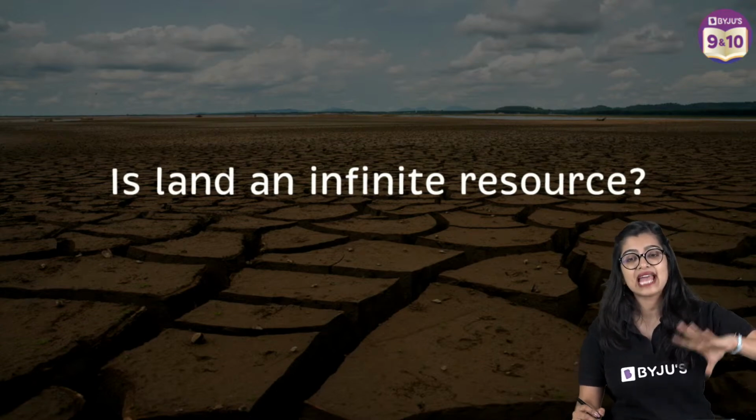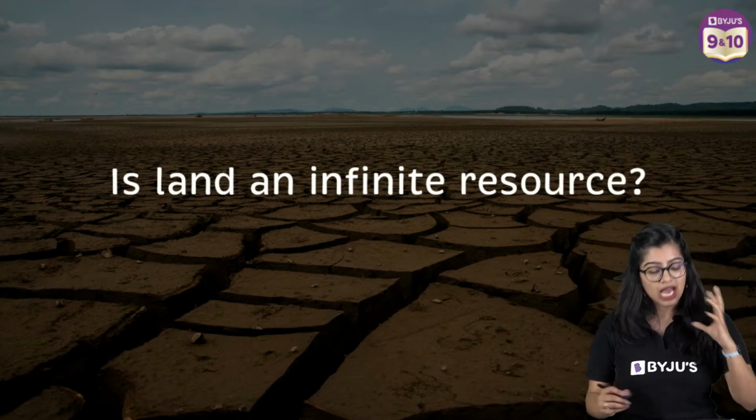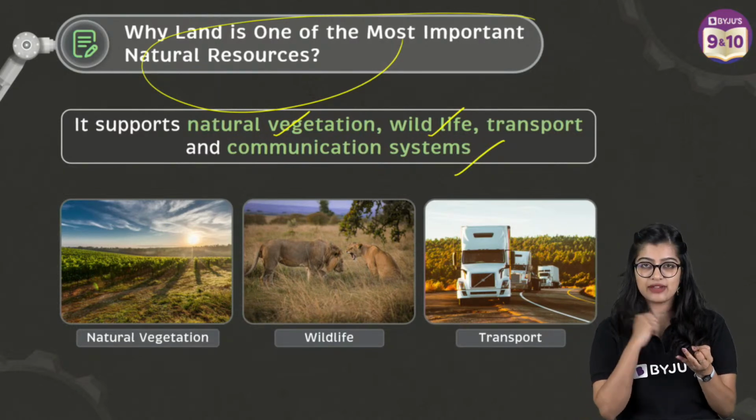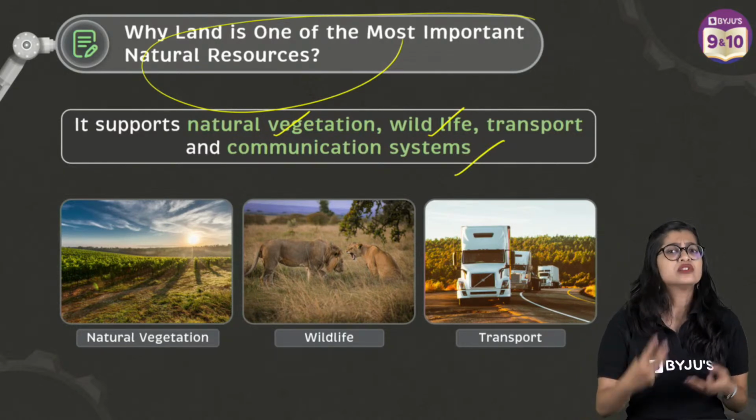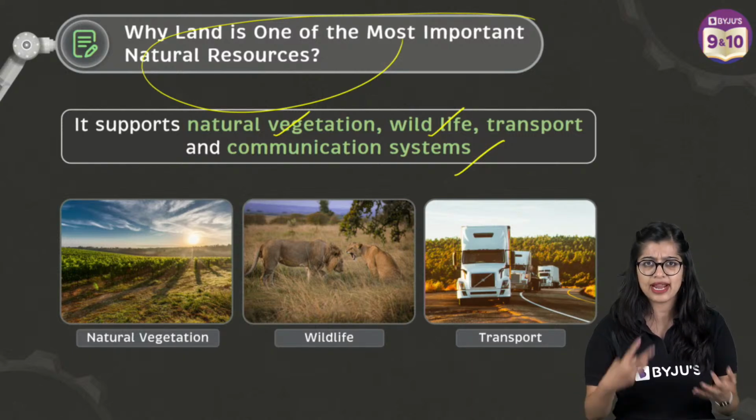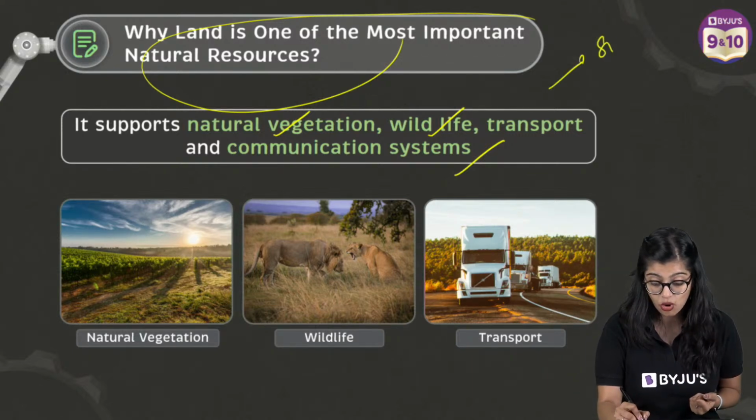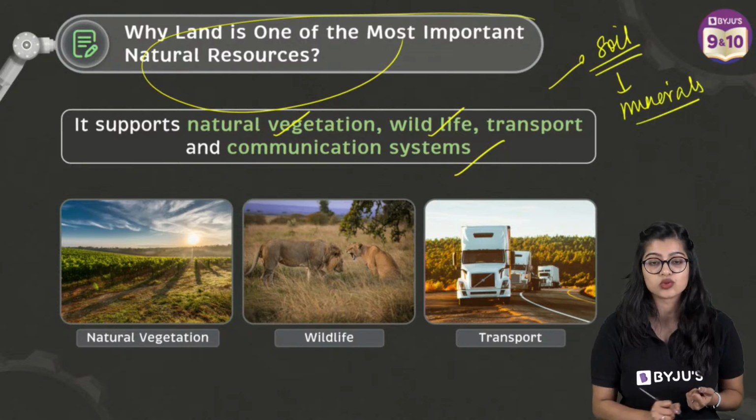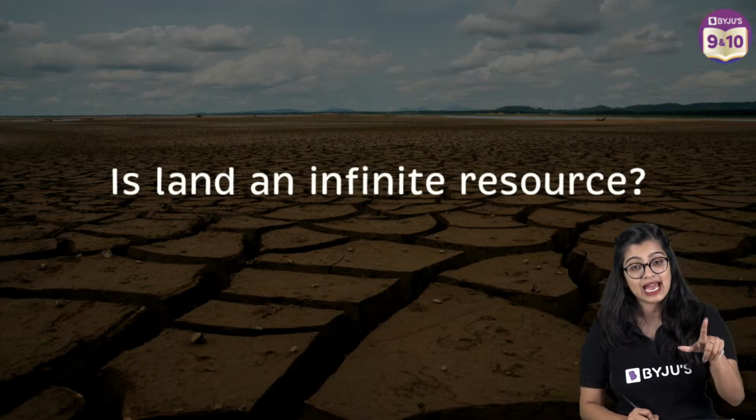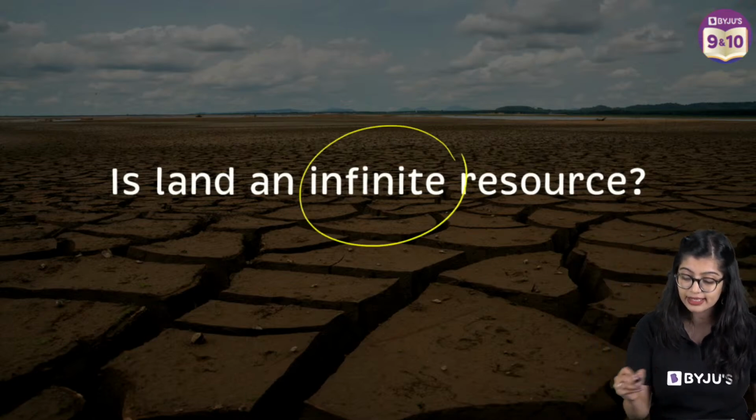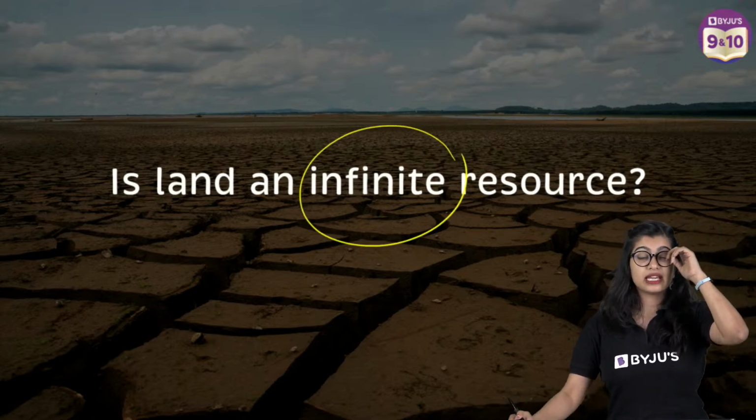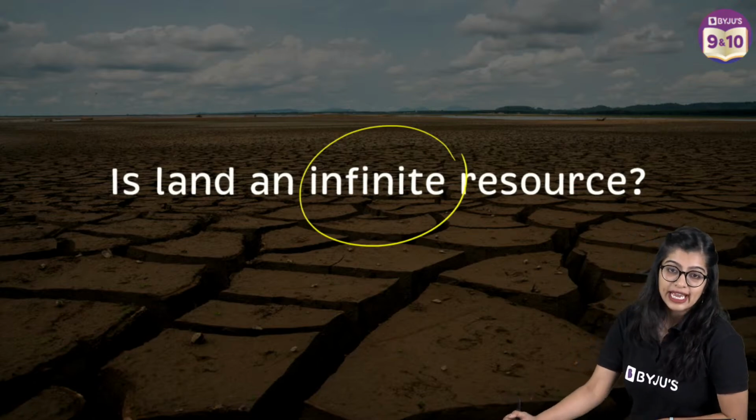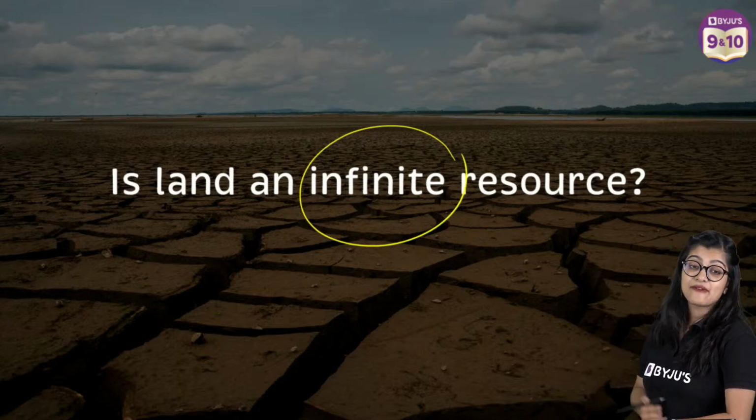Is land an infinite resource? Now we understand that we use land because natural vegetation is found on land, wildlife is found on land, we survive on land. So a lot of resources are available on land, especially from your soil, as all of you told me, we get so many minerals and various other resources. But is land an infinite resource? No, right? We see that it is not an infinite resource.